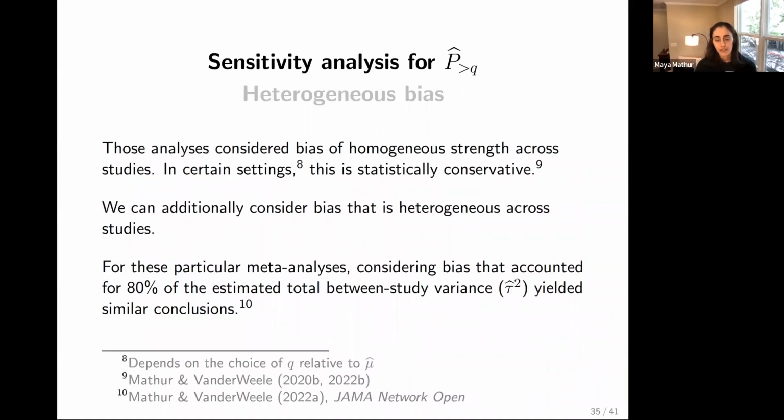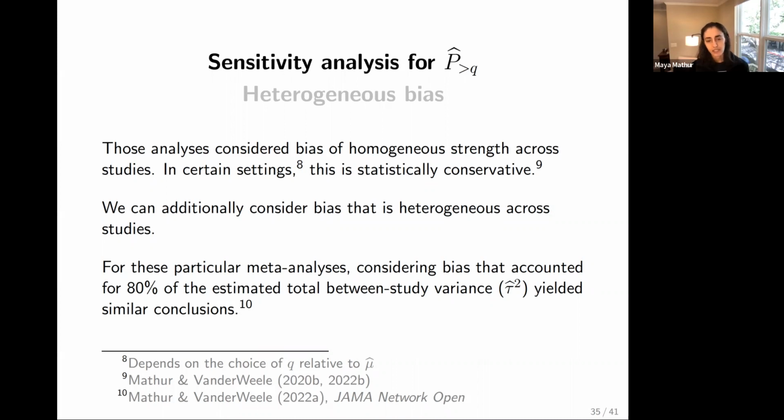So those analyses considered bias of homogeneous strength across studies, right? So every study has the same amount of confounding bias across the board. In some settings, depending on the choice of threshold relative to the pooled estimate, this turns out to be statistically conservative in the sense that the meta-analysis would only look more robust or less robust depending on the direction of argument that we're trying to make. And so in some settings, it's useful to do this because it's a conservative estimate of what we're trying to look at. But I think it's also good practice to additionally consider bias that is heterogeneous across studies.